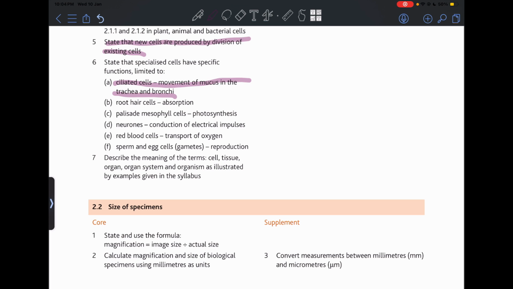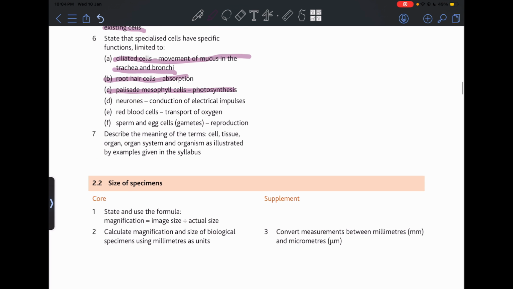So root hair cells, they are actually in the plants. They are used for absorption of water and ions from the soil, so you have to know that as well. And palisade mesophyll cells, these are actually in the plant. They are used for photosynthesis. And also the neurons in our nervous system, they are used for conduction of electrical impulses. And the red blood cells, they are used for transport of oxygen. Now, the sperm and egg cells, the gametes, these are used for sexual reproduction.